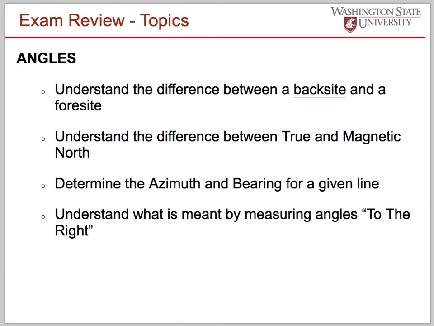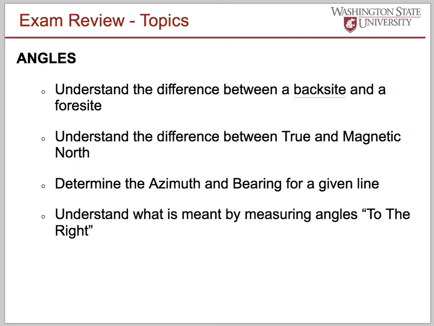We're very used to using true north, but with a magnetic north, if I give you a declination, again, declination is the difference between true and magnetic north. Azimuth and bearing, make sure you know which one is which, and how to calculate those and convert between those. And then finally on the bottom there, the angles to the right. So we covered this extensively.